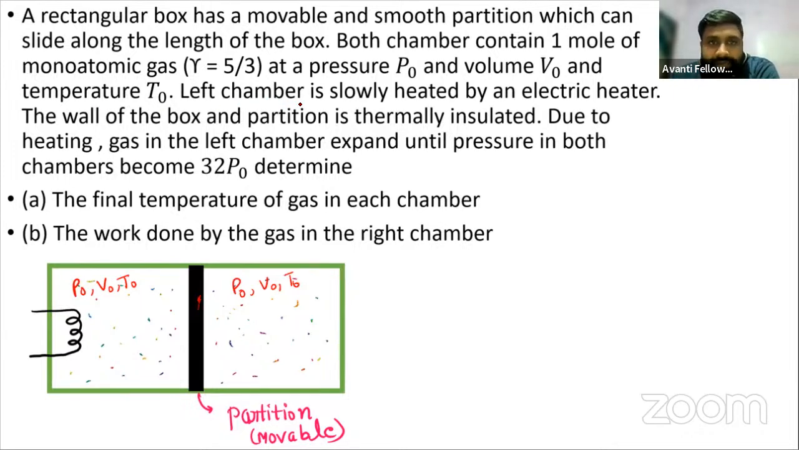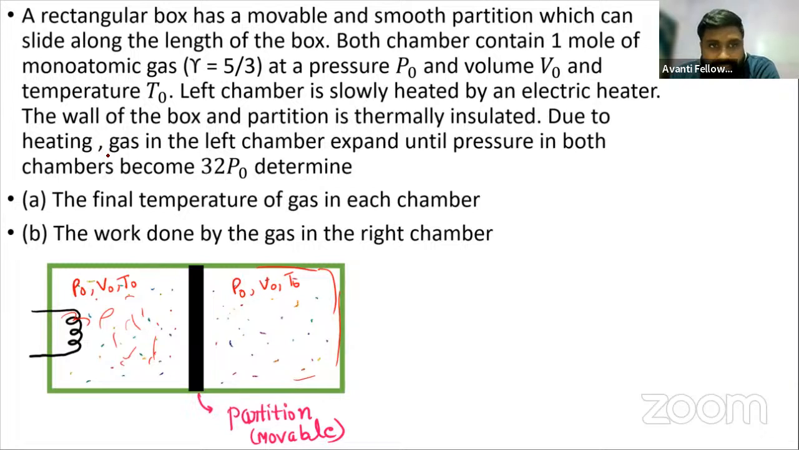Now, the left chamber is slowly heated by an electric heater. Here you can say this is the electric heater provided by us, and we are heating this gas, so this chamber will heat up. Now, the wall of the box and the partition are thermally insulated. This is very important. So these walls and this partition are thermally insulated, which means if we are providing heat to this section, this heat will not transfer to this section. That is the important term.